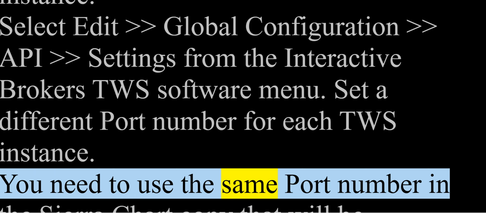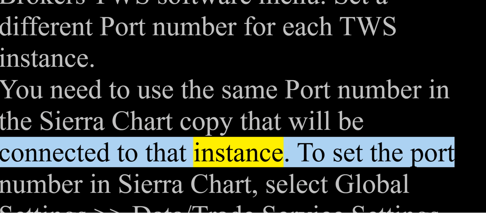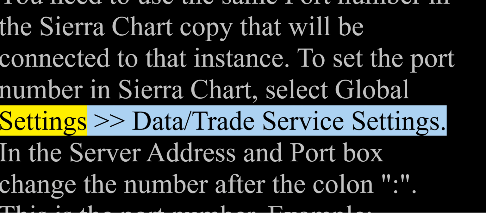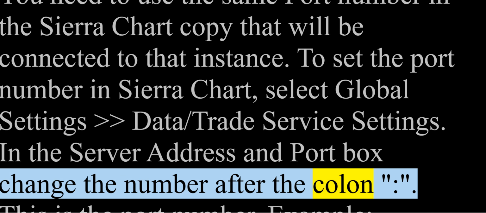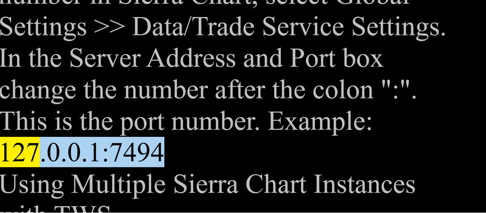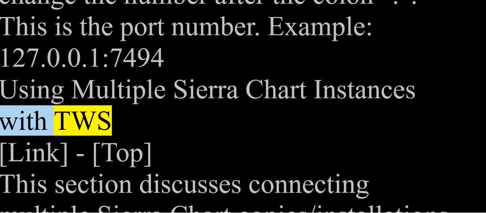You need to use the same port number in the Sierra Chart copy that will be connected to that instance. To set the port number in Sierra Chart, select Global Settings, Data/Trade Service Settings. In the server address and port box, change the number after the colon. This is the port number. Example: 127.0.0.1:7494.